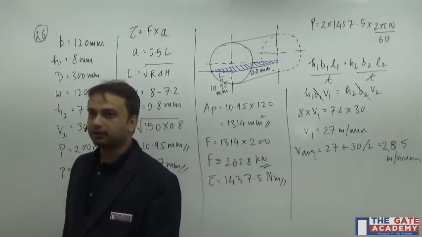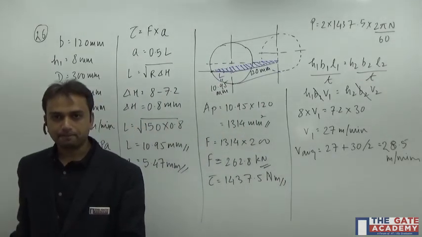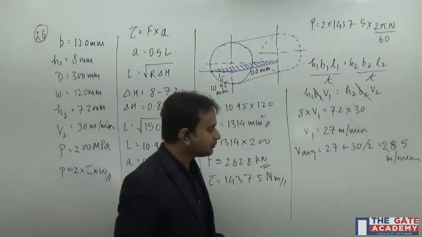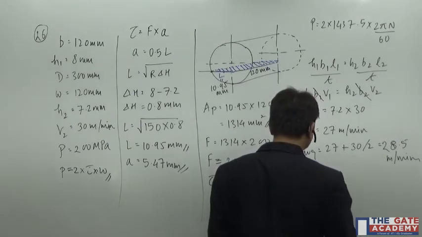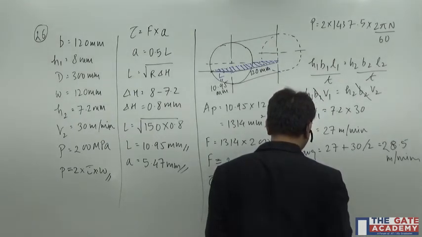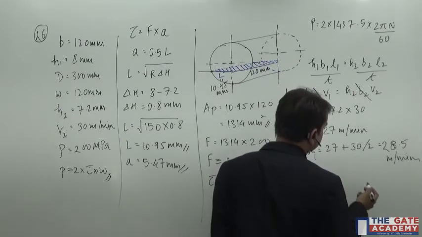So 28.5 meters per minute is V average. And now let us compute the corresponding RPM. RPM can be computed as V is nothing but pi d n by 60. But it is not required.